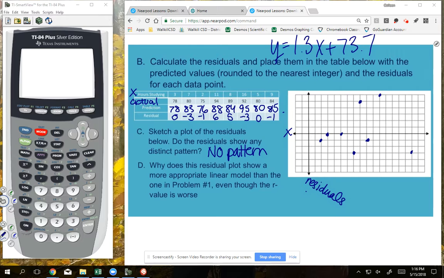And then, why does this residual plot show a more appropriate linear model than the one in problem number 1, even though the R value is worse? Because the points are scattered above and below the line without a distinct pattern.